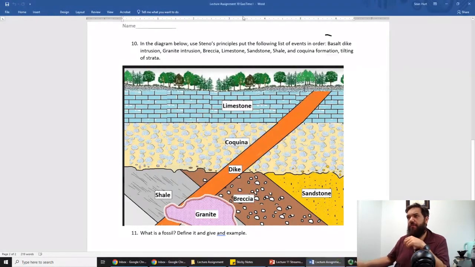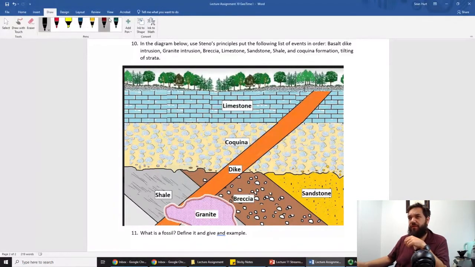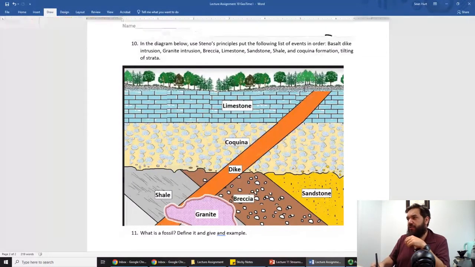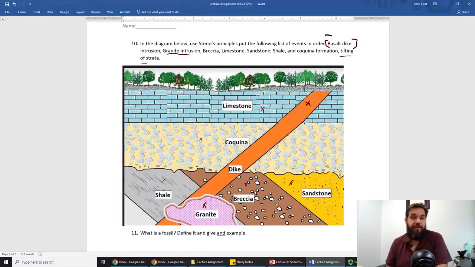We have the basalt dike intrusion. Hold on, let me get the other color pen. We have the basalt dike, intrusion of the basalt dike right there. So that's this thing right here. Okay, we have the granite intrusion. That's this thing right here. The breccia, that's this right here. The limestone, that's this right here. The sandstone, the shale, the coquina, and tilting of the strata. So those are all different geologic events that happened in Earth's history at this particular location. We want to unravel what happened first and what happened last. We're going to use Steno's stratigraphic principles to do that.